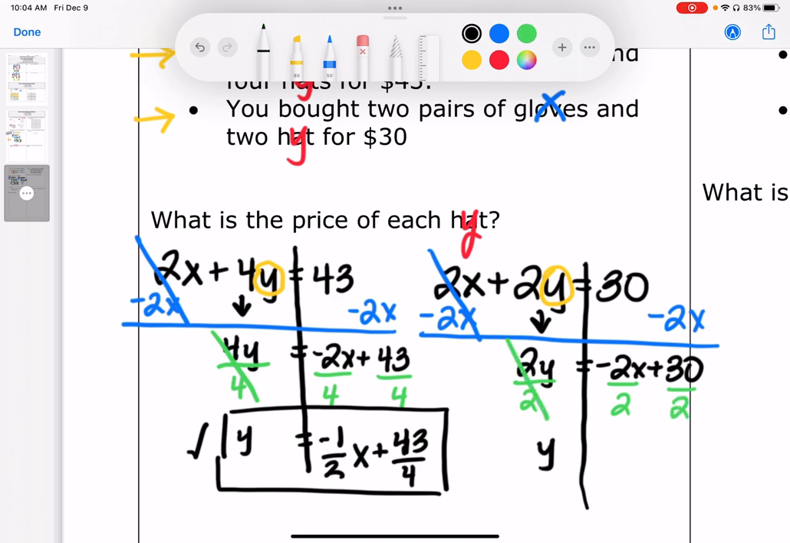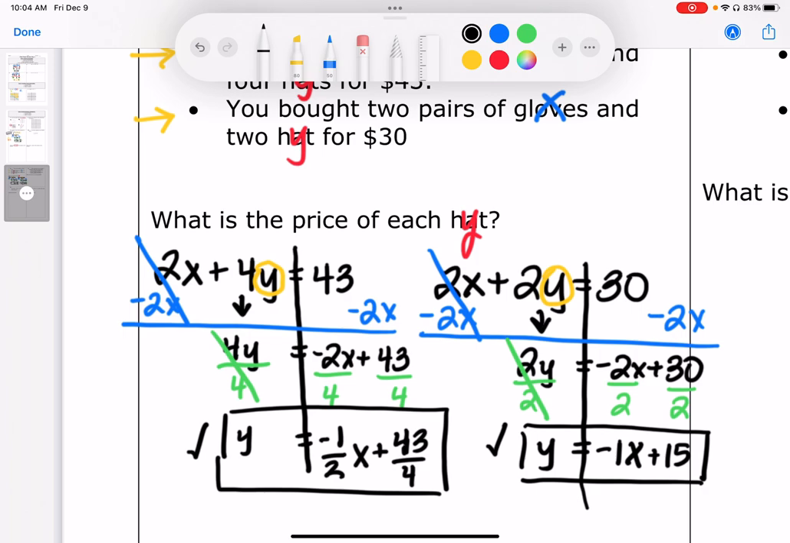Now I have my y by itself, which is y equals negative 2 over 2, which is just negative 1x, plus 30 divided by 2, which is just 15. And now I have my second equation that's also ready to go into Desmos. So let's go ahead and plug these in and see where they cross.